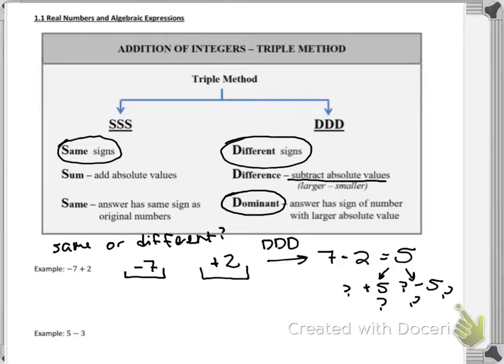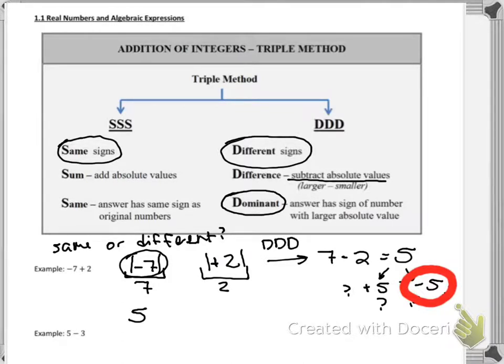Okay, so the absolute value of negative 7 is 7. The absolute value of 2 is 2. 7 is the larger number and it's negative, so it wins the game, as it were. Okay, so we would say that the final answer, because the absolute value of negative 7 is bigger than the absolute value of 2, that wins, as it were, so then we say the answer is negative 5. Okay, so let's try this next problem.